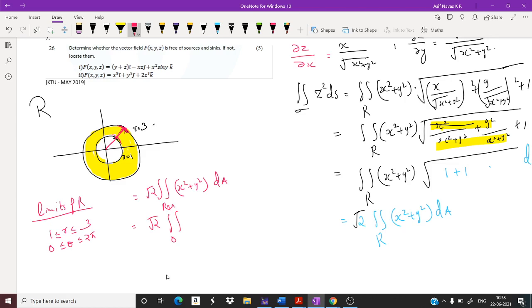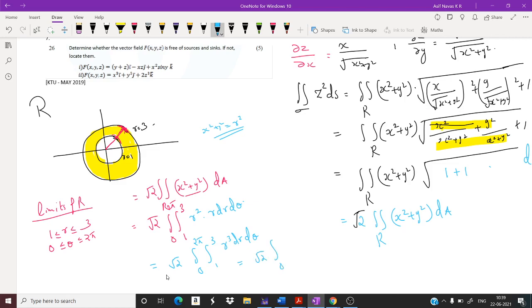0 to 2 pi, 1 to 3, x square plus y square we can write as... what is x square plus y square in terms of r? This is actually r square. So r square into dA, which is r dr d theta. So now we can integrate, right? 0 to 2 pi, 1 to 3, r cube dr d theta.